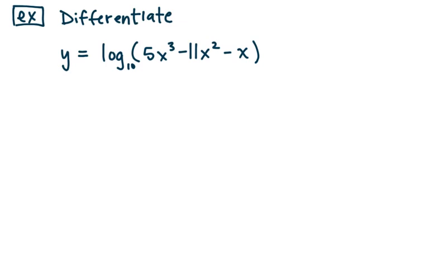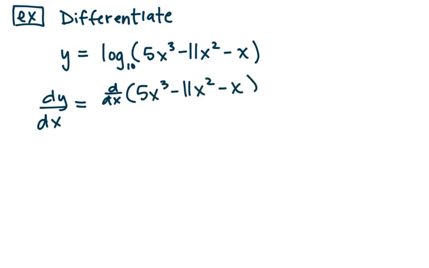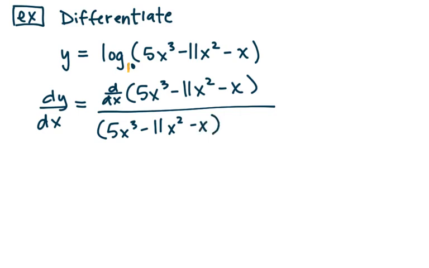All right, so if we want to take the derivative of a log term that has an argument other than just x, we know that's going to be the derivative of the argument over the argument. So the derivative of y with respect to x is d/dx of 5x cubed minus 11x squared minus x over that argument, 5x cubed minus 11x squared minus x. And because my base was 10, not e, I need to make sure I write the natural log of 10.